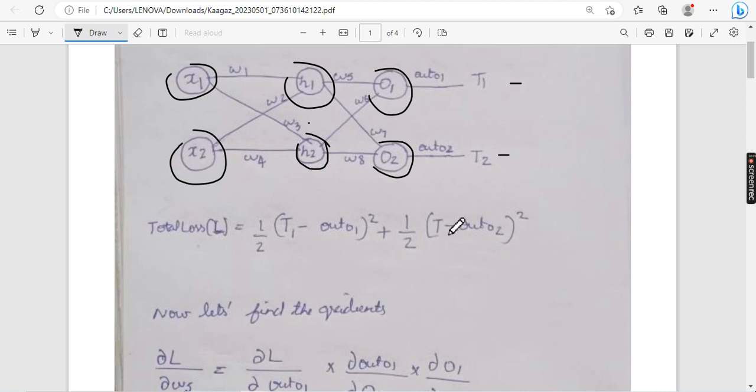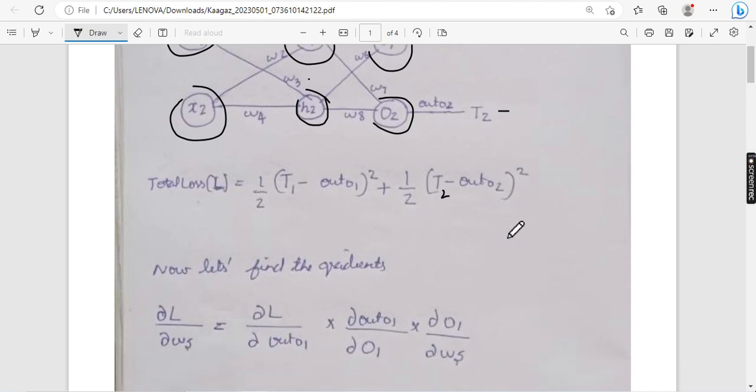This is actually T2, okay? This is T2. T2 minus out of O2, the whole square. I have computed the squared losses, right? Sum of the squared losses is equal to the total loss. I hope this makes sense, right?